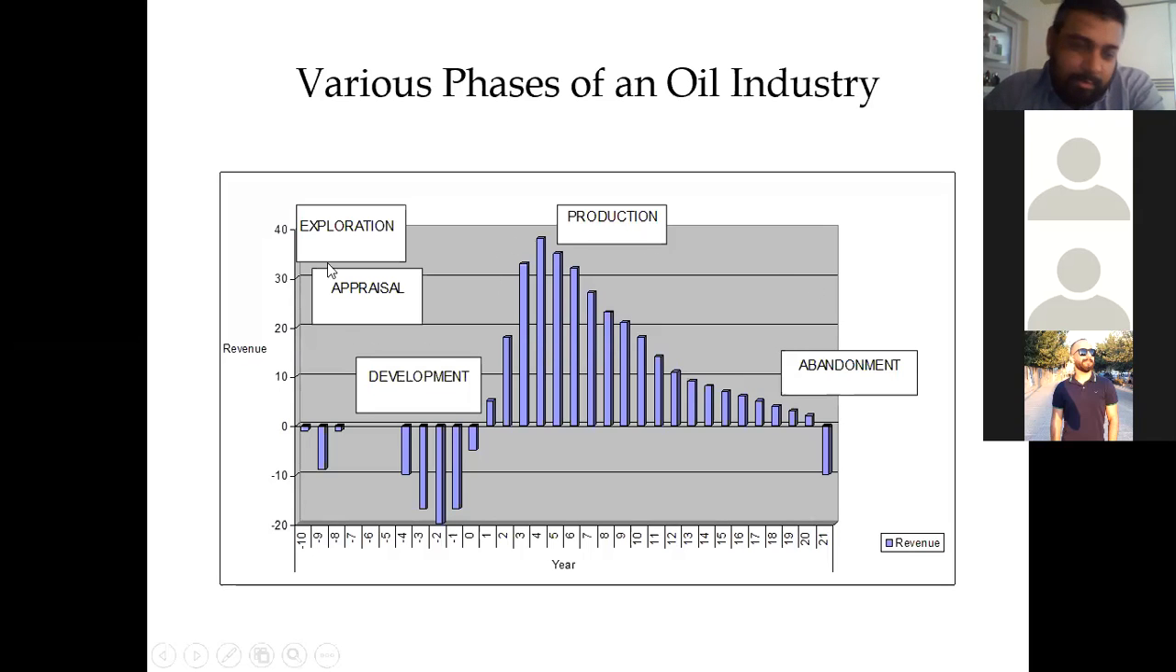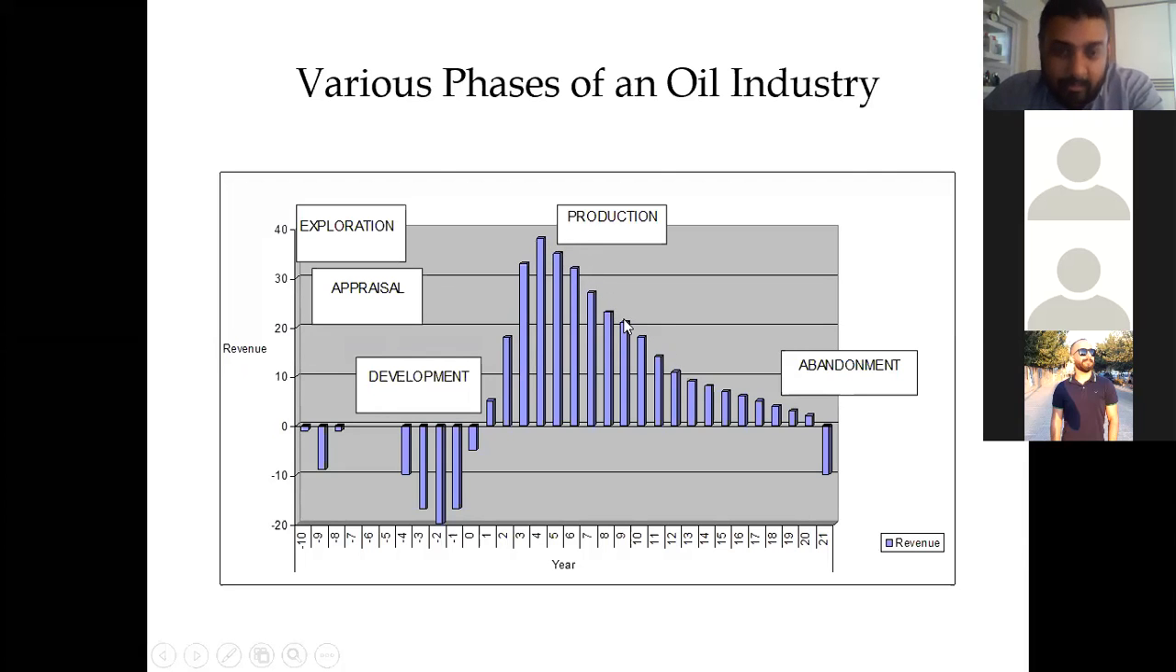Okay. So in the exploration phase, as you see, here we are just investing the money. And from the production, you reach the maximum profits. So here we are making a lot of money, revenue. We are talking about revenue, you can say in millions of dollars. Here you see the money is increasing and then starts declining. Why does it start declining? Because the pressure is declining.